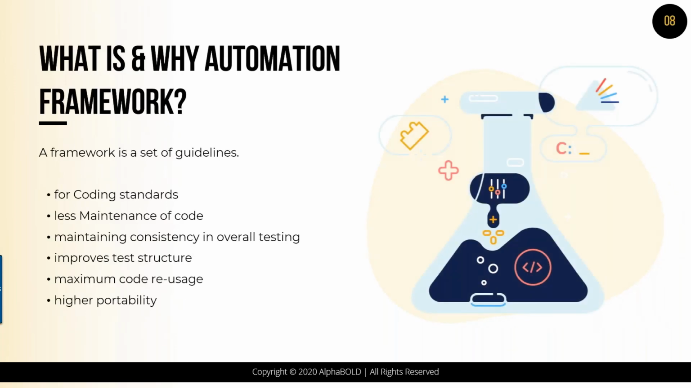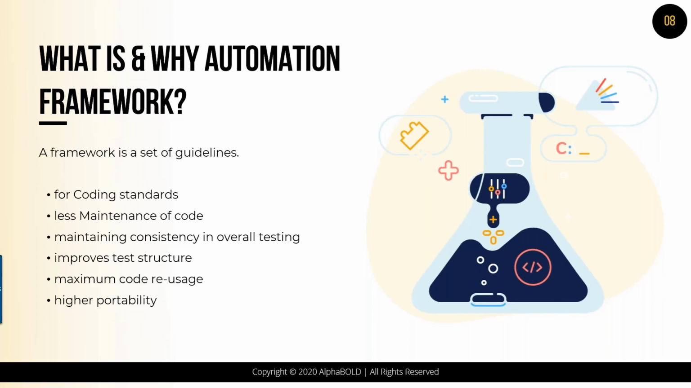So what is an automation framework? Basically, a framework can be defined as a set of guidelines which, when followed, produce beneficial results. It is the coding standards that require less maintenance of code. Once the framework is developed, you can use it anywhere within the limits of the development. Maintaining consistency in overall testing is very important, and the framework will be designed in a way that it is consistent over all the applications.